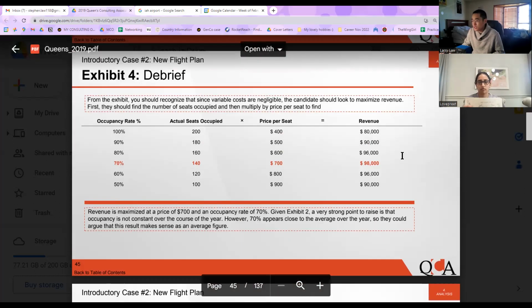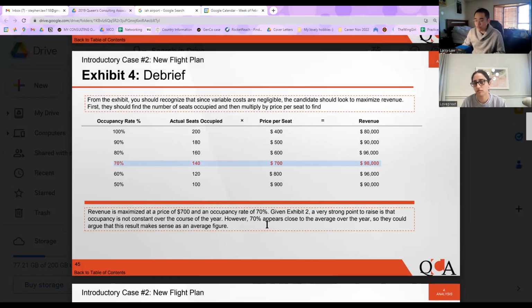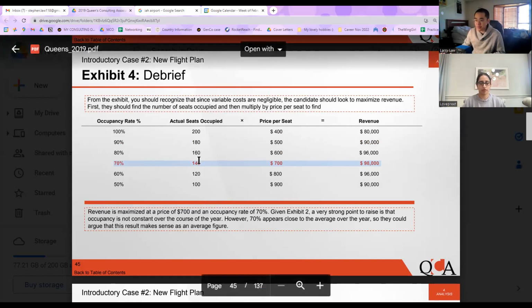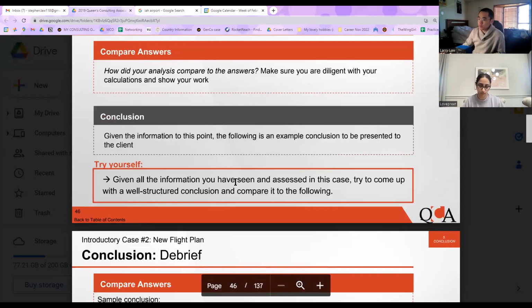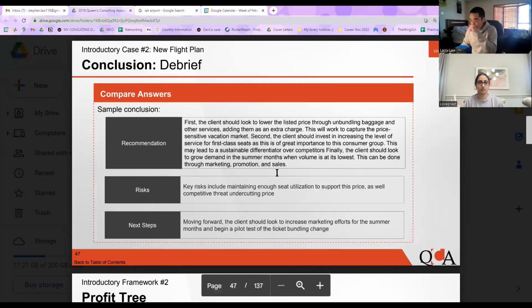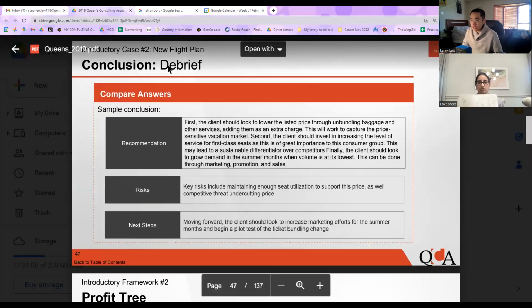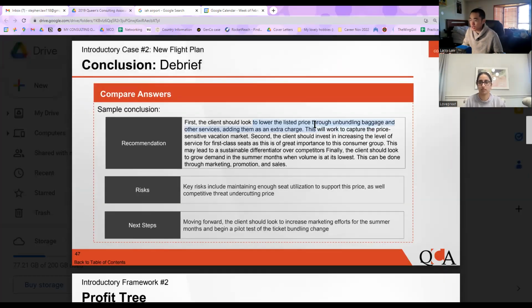So you can see here, you got all the numbers. 700 is the way to go. You could have brought in what you learned before about the seasonality, like 100% to whatever percent, but it's close to the average, so that's good. And then finally with the debrief and conclusion, you had a great whatever it was, unbundling the packages and bringing it to $700, $600, $800, whatever, right?